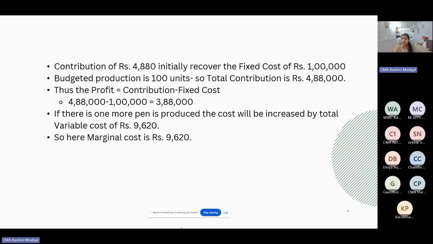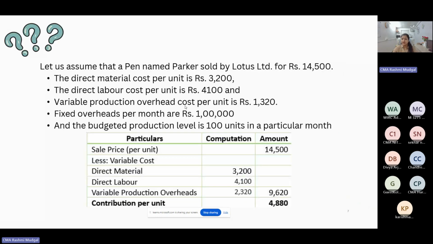Budgeted production is 100 units, so total contribution is 4,88,000. Thus the profit will be contribution of 4,88,000 minus fixed cost of 1 lakh rupees, which is 3,88,000. So if one more pen is produced, cost will increase by the variable cost of 9,620, which I calculated in the previous slide.